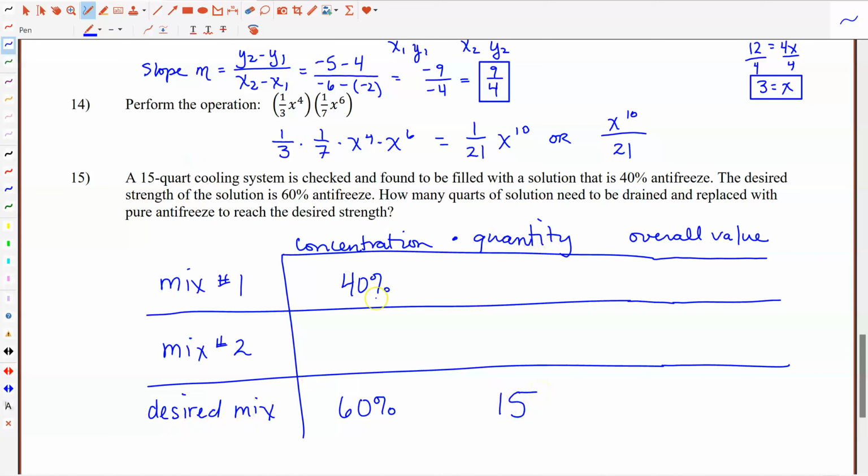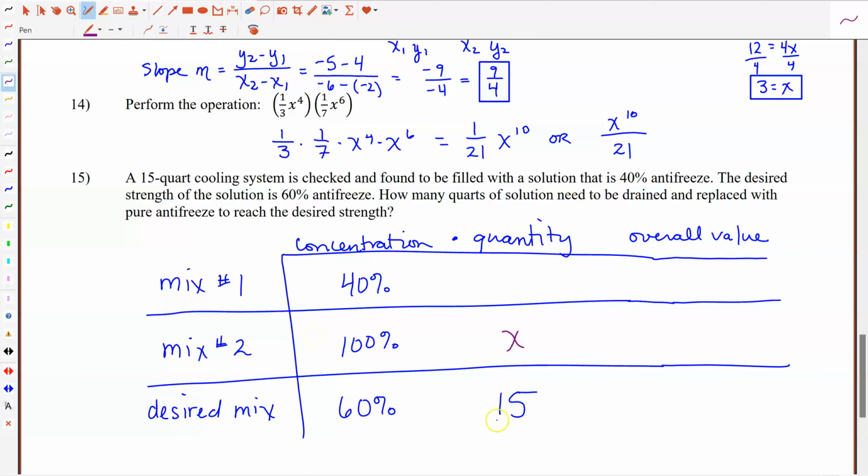Now, in order to get a 40% concentration up to a 60% concentration, we're going to be draining some of the antifreeze in this system, or some of the solution in the system, and we are going to be putting in pure antifreeze. So pure antifreeze, which will be mix 2, has a concentration of 100%. Now the question is, how much should be drained and then replaced with that pure antifreeze? So that's where I'm going to assign my variable, is the quantity of the pure antifreeze that I need.